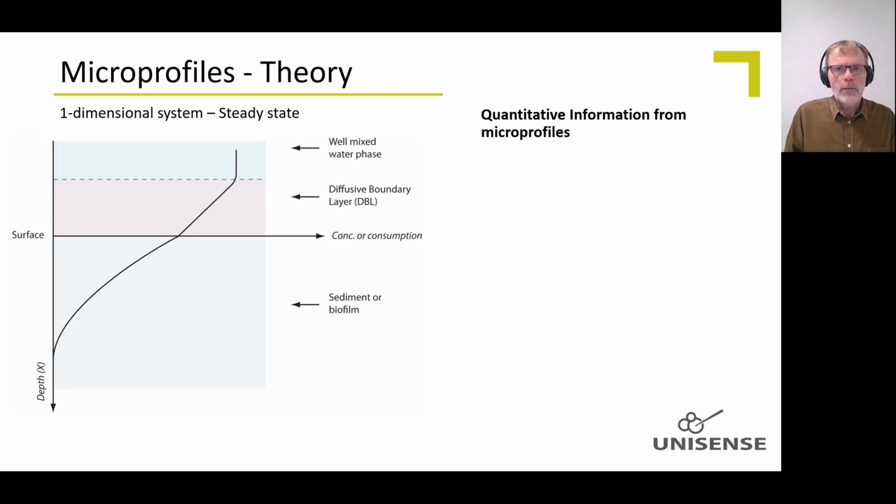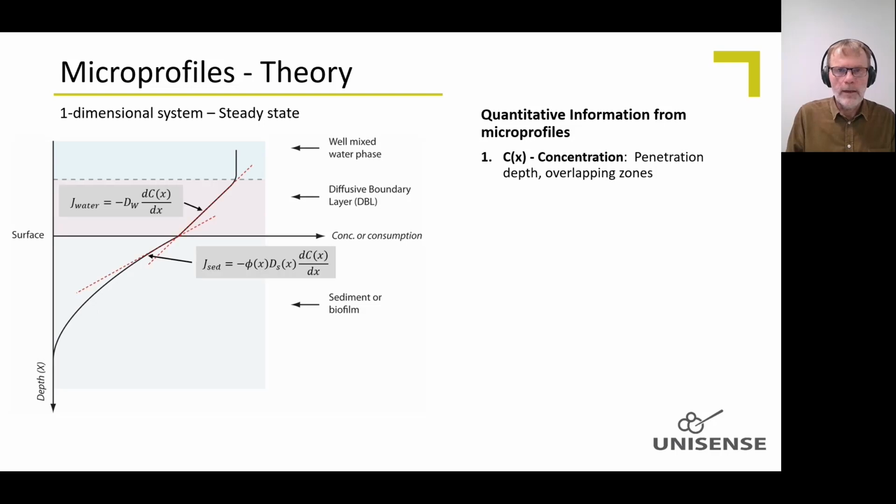So the quantitative information you could get from this is, well, first of all, you can of course see the concentration. So if you're interested in knowing how much oxygen is available for microorganisms in your biofilm, you can read that directly from the graph. If you have other profiles, pH, sulfide, and so on, you can see if there are overlap zones and so on, and get that kind of information.